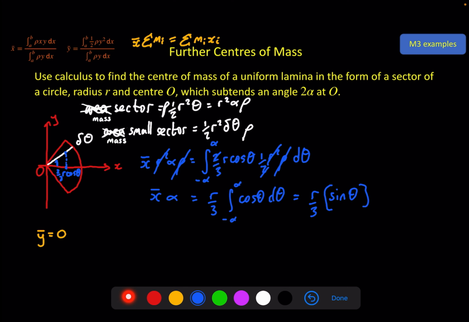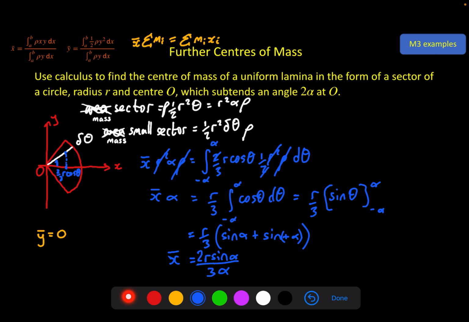And that goes from minus alpha to alpha, which gives us r over 3 sine alpha minus sine of minus alpha. But remembering a bit of trigonometry, if we want to change this sine of minus alpha into a sine of plus alpha, then we put a minus in front, which makes this a plus as well. So that becomes r times 2 sine alpha divided by 3, and we've got the alpha on the left that I'll divide through by now, to give x bar is equal to 2r sine alpha over 3 alpha.